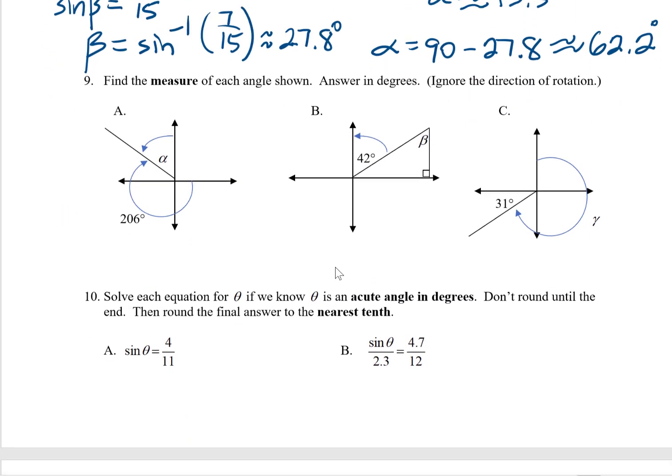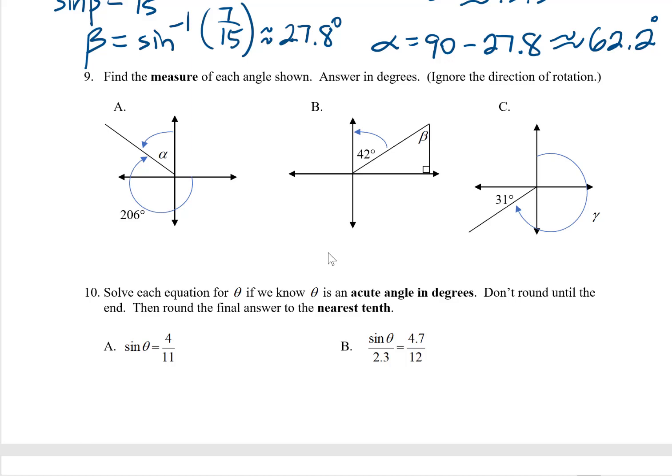Problem number 9. I want to find the measure of each angle, and notice we're not worrying about the positive and negative thing here, the direction of rotation. I just want the amount, the measurement of the rotation. I just need to use some geometry.